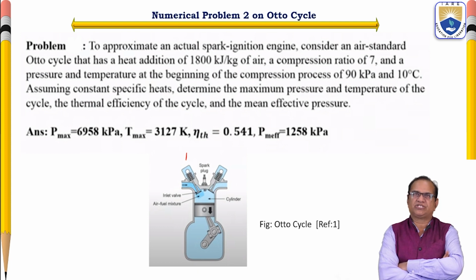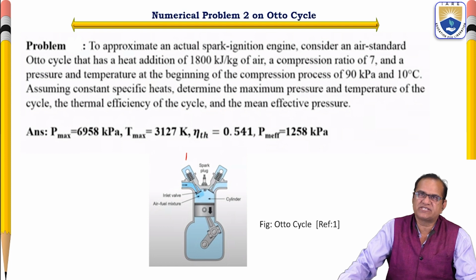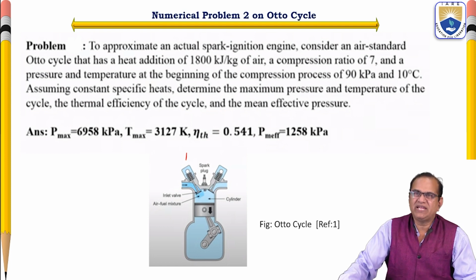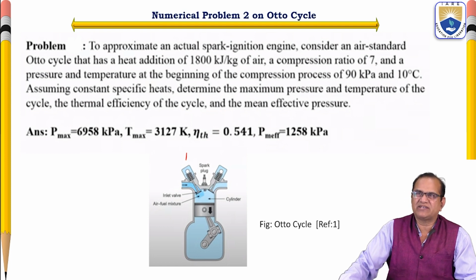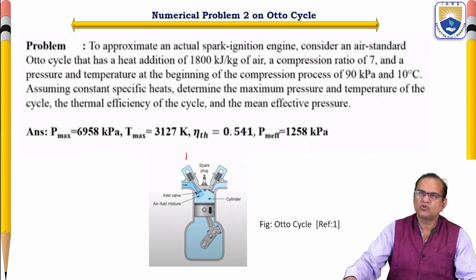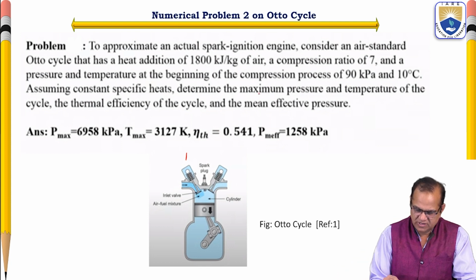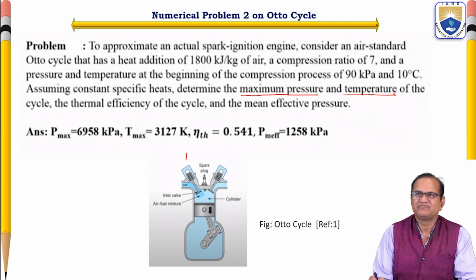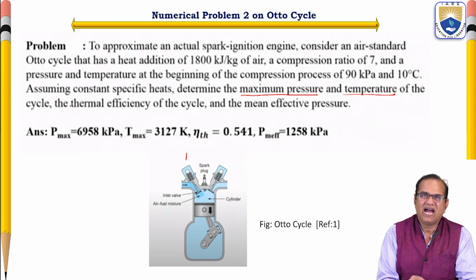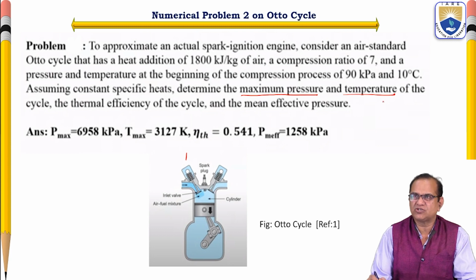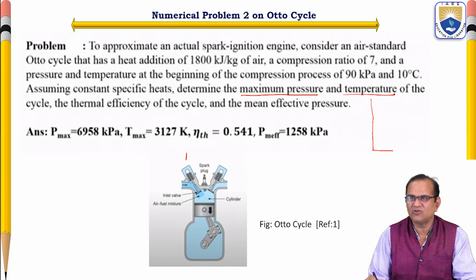Assuming constant specific heats, determine the maximum pressure and the temperature of the cycle, the thermal efficiency of the cycle, and the mean effective pressure. So we have to find out the maximum pressure and the temperature. I think you all know.